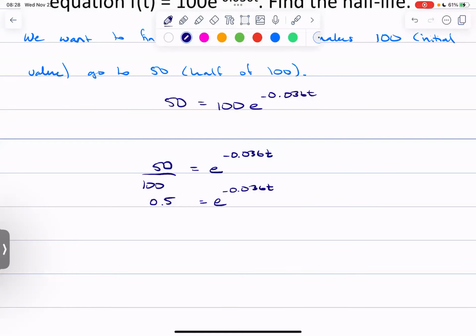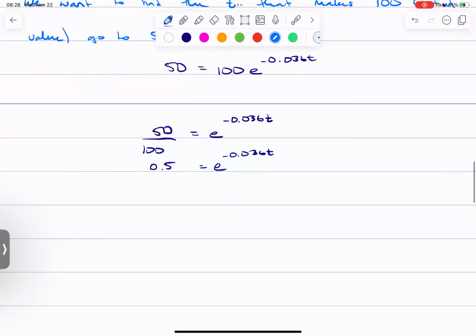And if I take the natural log, then one of the sides will cancel and I don't have to deal with logs on both sides. So here, this tells me to use the natural log. I have to do it on both sides though. The natural log of 0.5 and the natural log of e to the negative 0.036 times t.